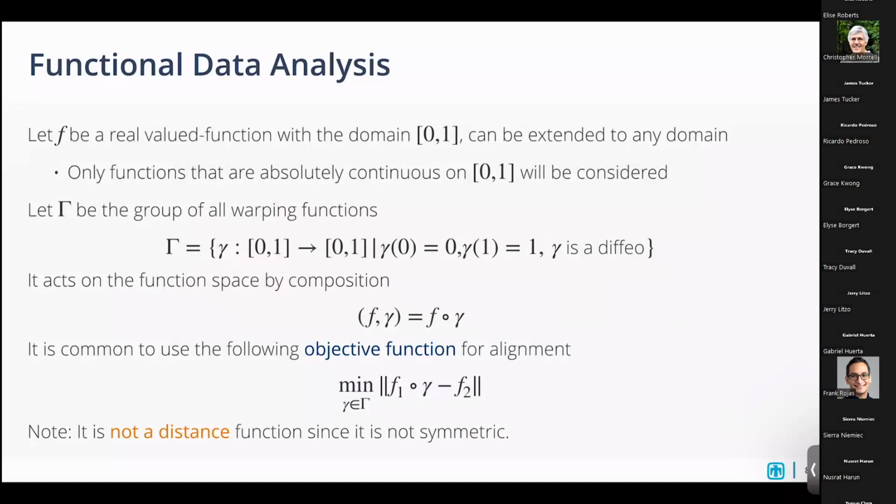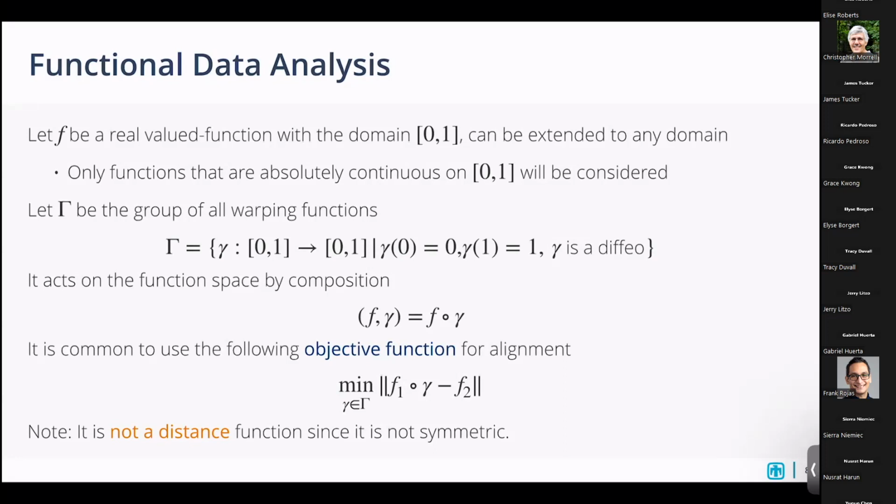We're going to let capital gamma be the group of all warping functions. Those warping functions we're going to define as a group, such that gamma maps from 0 to 1 to 0 to 1. It's fixed at the endpoints, and it's a diffeomorphism. By stating that gamma is a diffeomorphism, we're stating that gamma is smooth, invertible, and differentiable, and that its inverse is also smooth and differentiable. And this is where the concept of elasticity comes in. By defining gamma in this way, gamma is allowed to bend and stretch anywhere in this space from 0 to 1 to 0 to 1.